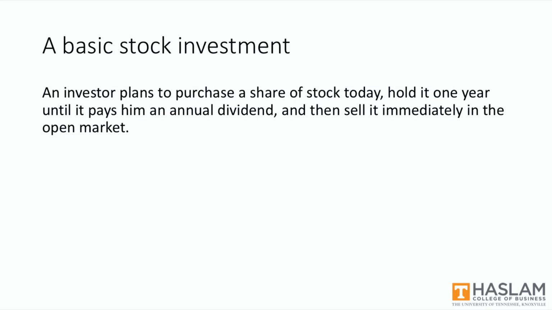Let's start with a basic stock investment. Here, an investor plans to purchase a share of stock today, hold it 1 year until it pays him an annual dividend, and then sell it immediately in the open market. Our task is to find V using the dividend discount model.